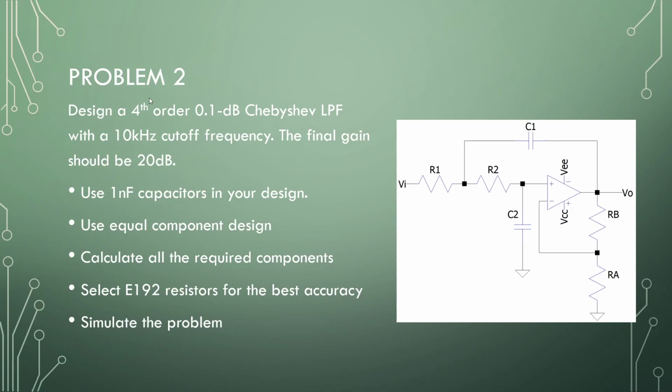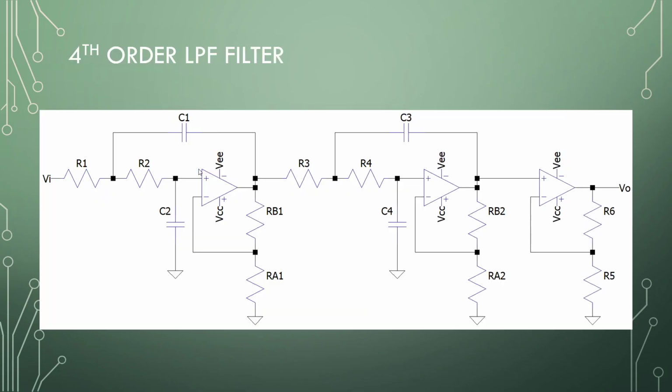So the next problem is a fourth order 0.1 dB Chebyshev low pass filter. Let's go again with 10 kilohertz and the 20 dB final gain. 1 nanofarad capacitors. Same old, same old. So fourth order, 10 kilohertz, 0.1 dB Chebyshev, 20 dBs. Those are our requirements. Fourth order means we will cut off at minus 80 dBs per decade in the end.